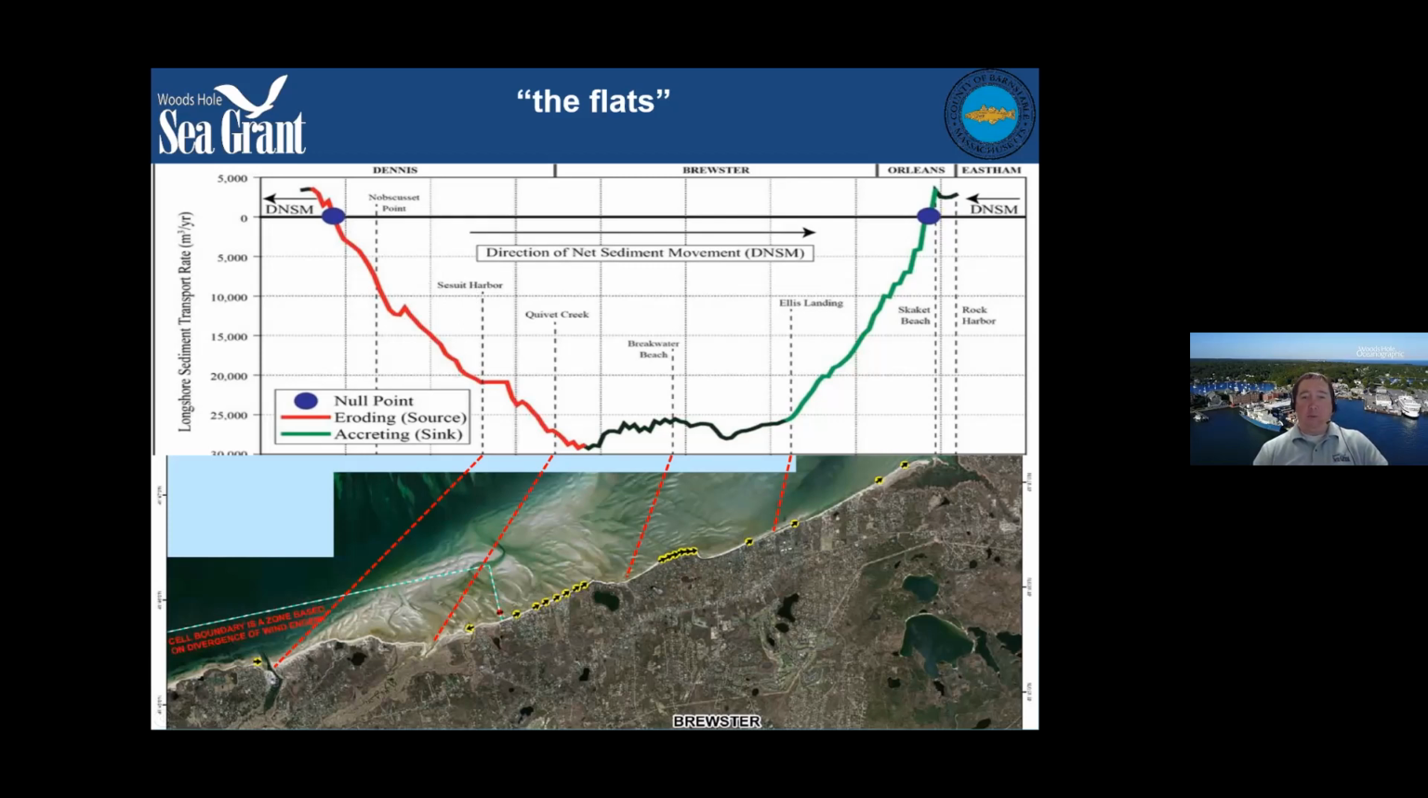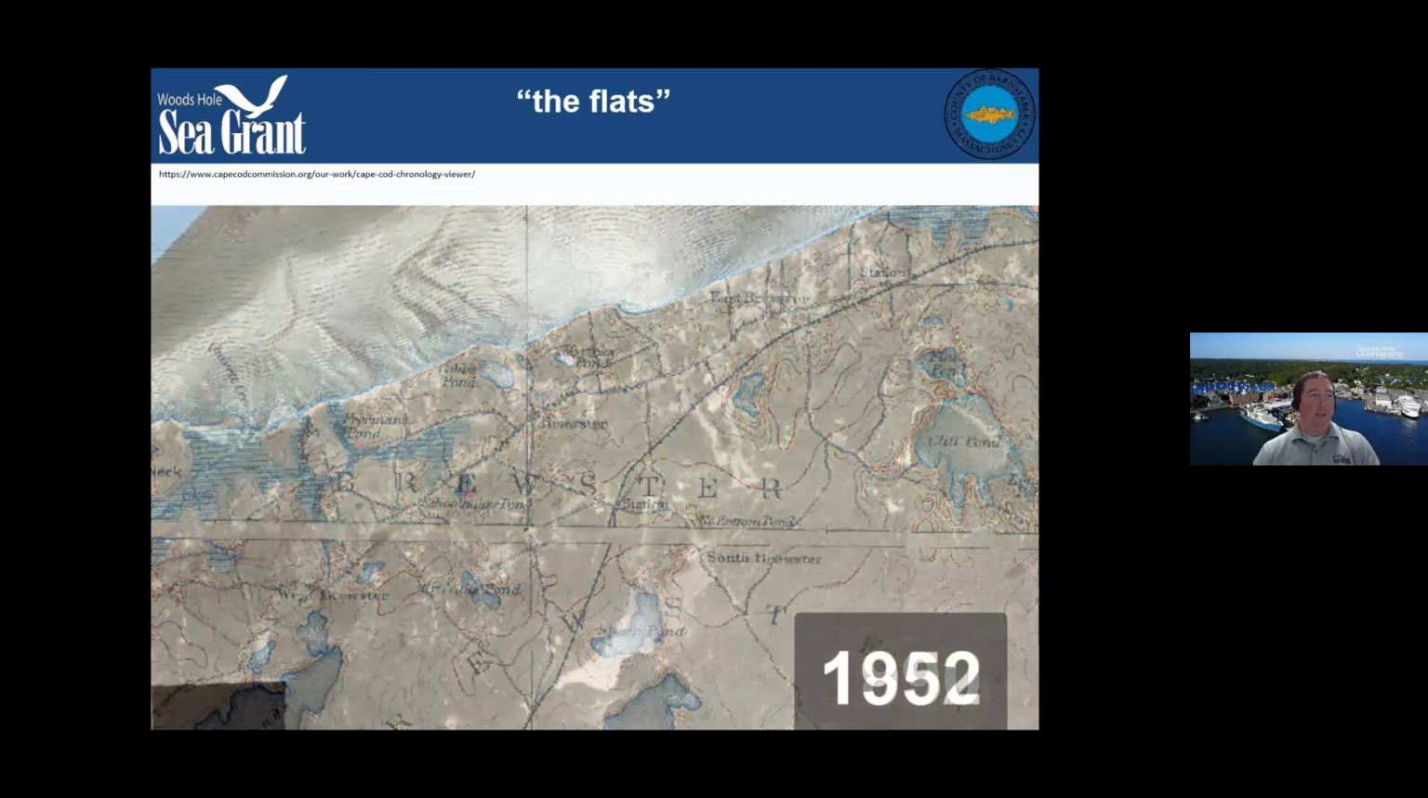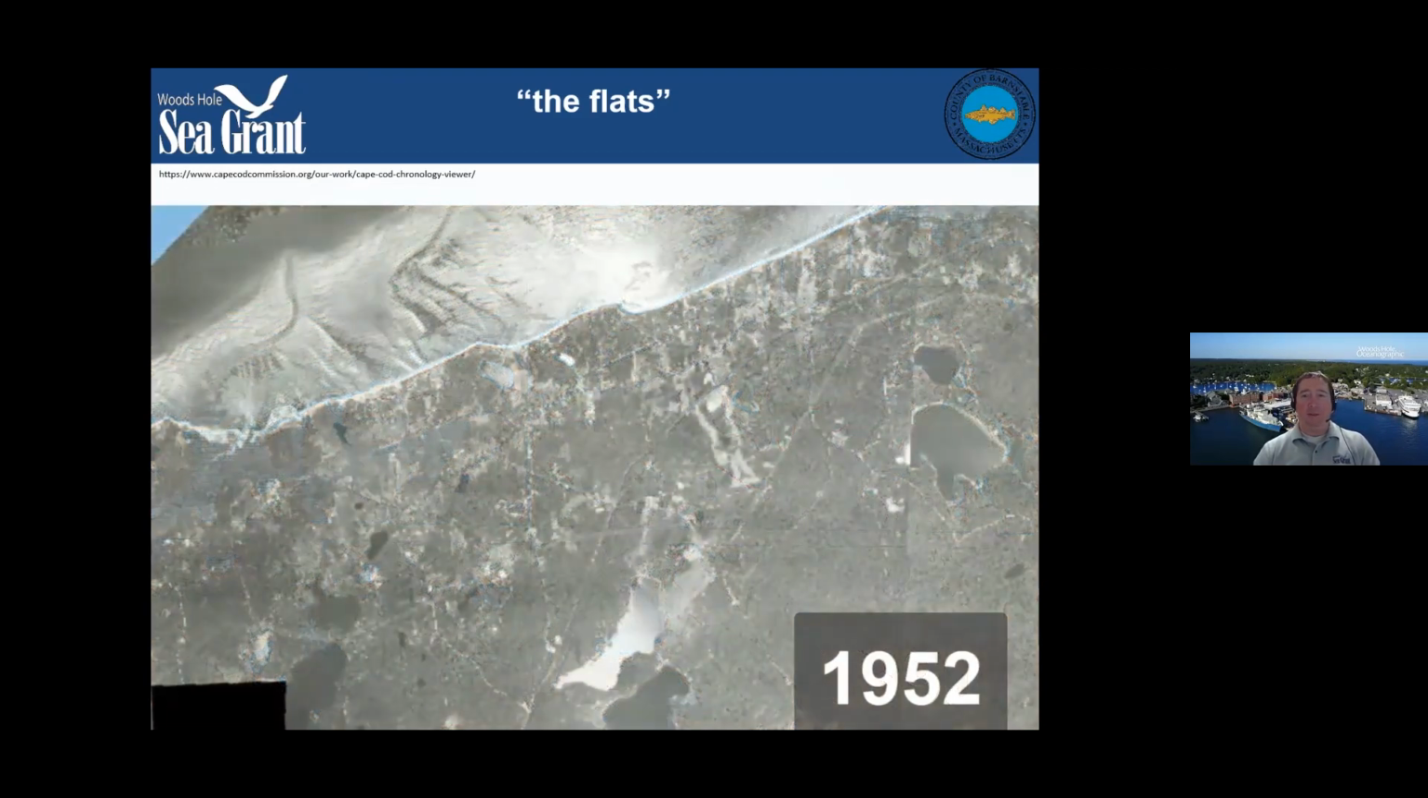So as we move on, the Cape Cod Commission has a nice chronology viewer with some historic photos on there. As far back as 1890, and probably well before that, the flats have been out there. Very shallow water represented here. And then when we start getting aerial images, as early as the 50s in this case, we can see that the flats have pretty much always been there through our recollections.